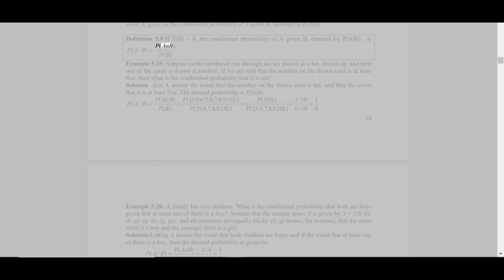P(A|B) = P(A∩B)/P(B). Example 5.19: suppose cards numbered 1 through 10 are placed in a hat, mixed up, and then one of the cards is drawn at random. If we are told that the number on the drawn card is at least 5, then what is the conditional probability that it is 10? Solution: let A denote the event that the number on the drawn card is 10, and B be the event that it is at least 5. The desired probability is P(A|B) = (1/10)/(6/10) = 1/6, since B consists of 5, 6, 7, 8, 9, 10.